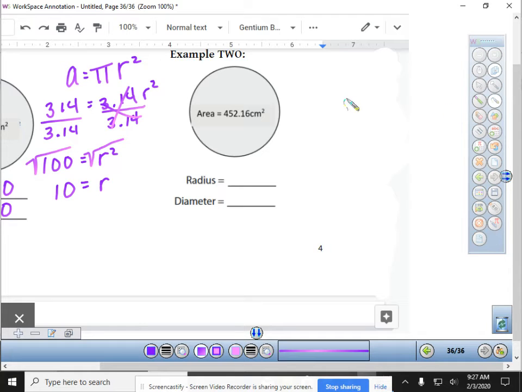Okay? So what is the formula? Area equals pi r squared. What is the area? 452.16 equals 3.14 r squared. Next step. You divide both sides by 3.14. Good.